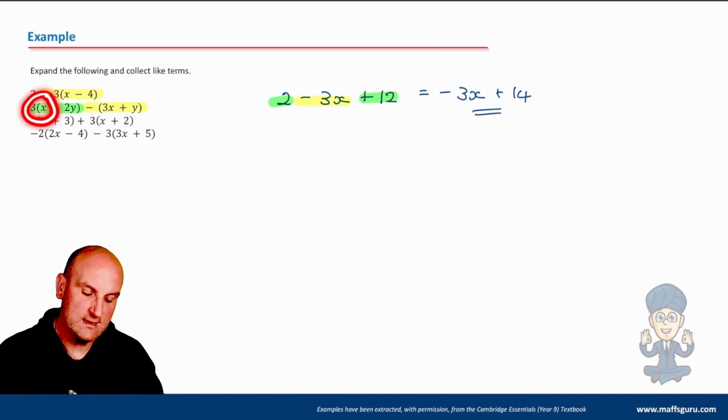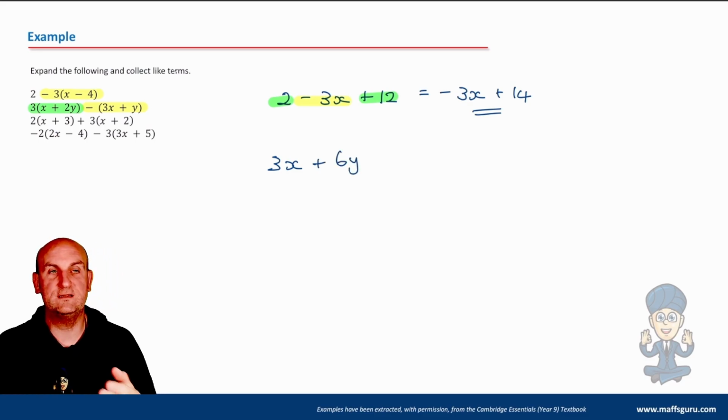I've got 3 times x. Whoops. It's going to give me 3x. What have I got next? I've got 3 times 2y, or plus 2y. Well, 3 times plus 2 is plus 6. And the y just stays there, because 2y times 3 is 6y.